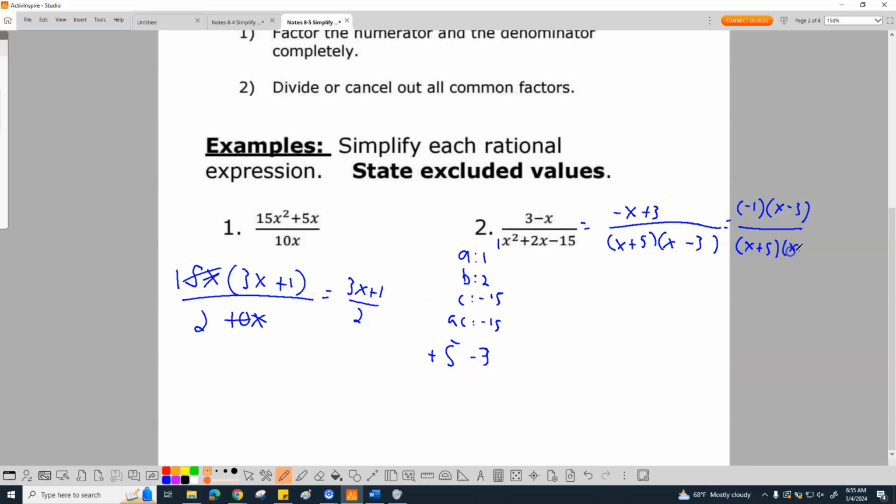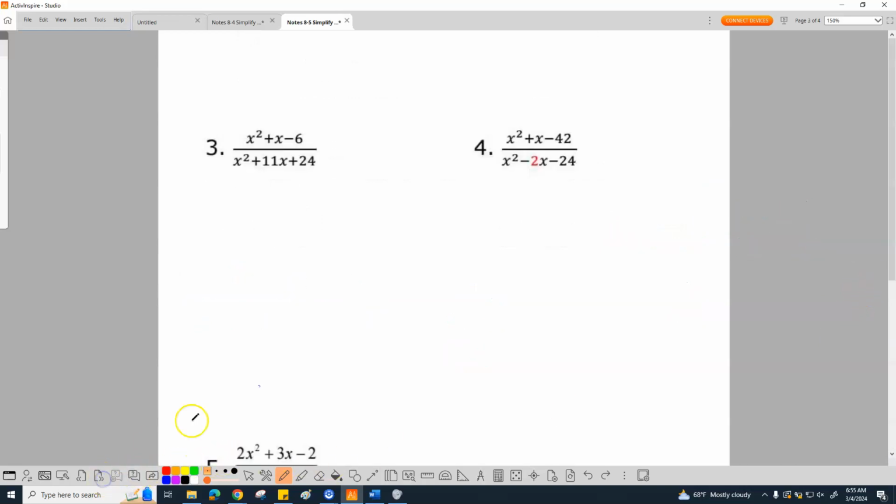Again, I want y'all to have all class period to basically do these. I don't want to be doing a lot of stuff. x minus 3, bam, x minus 3, bam, that cancels out, and you're left with negative 1 over x plus 5. So that's the answer to that one. Ignore that dot. That's it. x plus 5 for that one. I'm going to go ahead and go to the next examples.